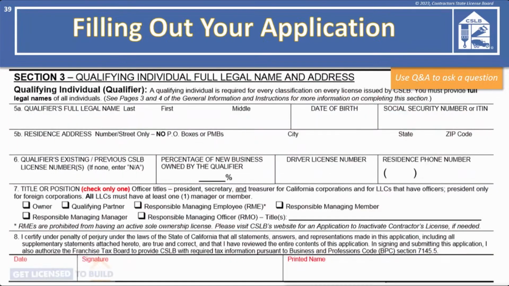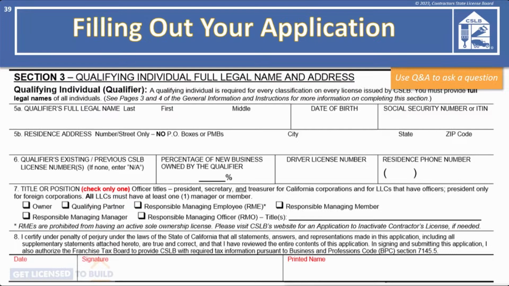In Section 3, you will list the qualifier's information. Remember, the qualifier is the person that meets the experience requirements and will be responsible for the direct supervision and control of construction operations. The qualifier will be the person taking the exams. On line 6, you will list any previous or current license numbers you've held. You will also need to list the percentage of the new business owned by the qualifier. On line 7, you will need to indicate what position will be held by the qualifier.